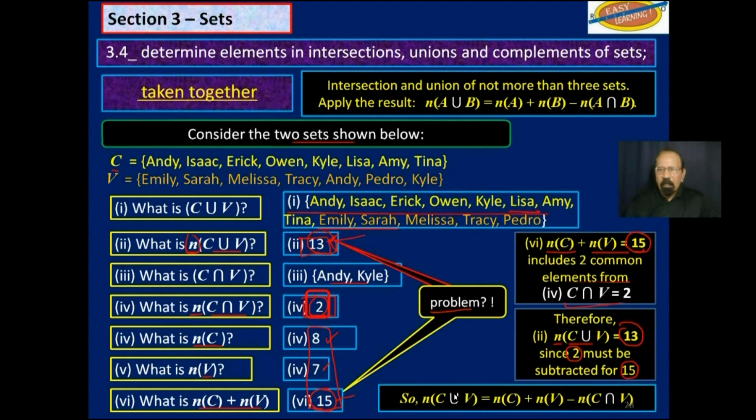So the number of elements in C union V, or the cardinality of C union V, is the number of elements in C by itself plus the number of elements in V by itself, and then you subtract the number of elements that is common to both C and V. So we are using this formula here.